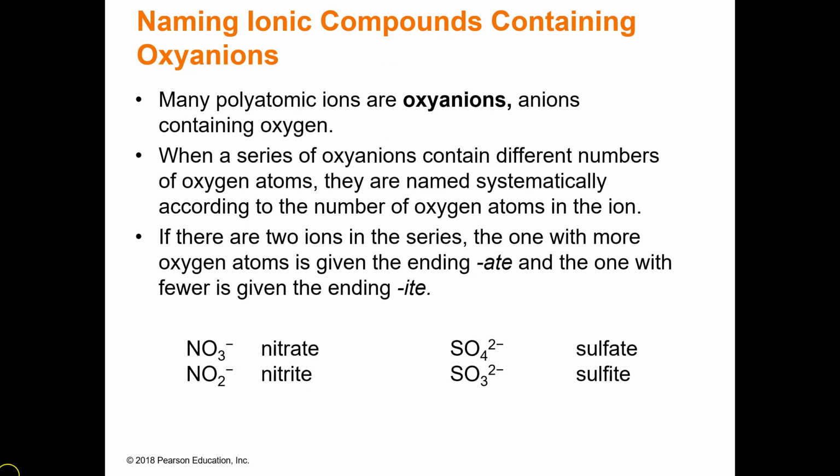Some polyatomic ions contain oxygen. These are called oxyanions. Their names depend on how many oxygen atoms they have. More oxygen gets the suffix ATE, like nitrate, NO3-. Fewer oxygen atoms use ITE, like nitrite, NO2-. This naming pattern helps you understand chemical relationships between similar compounds.